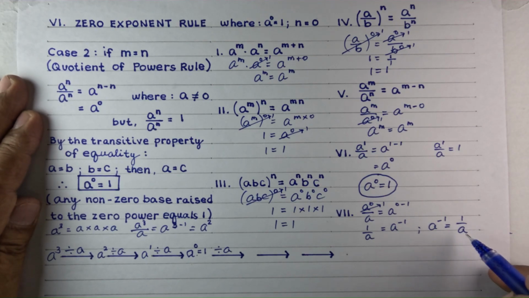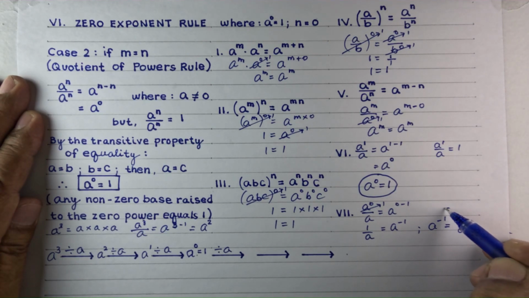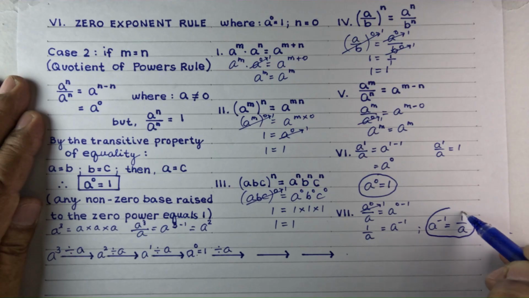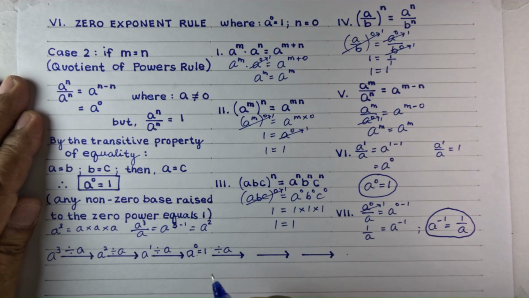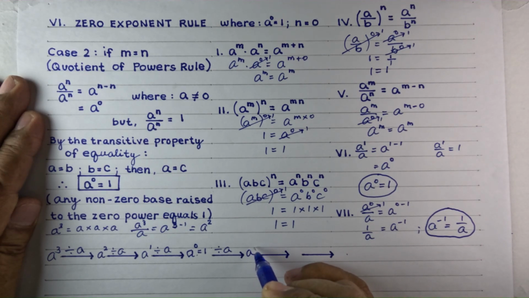So this revealed a new idea that a base raised to a negative exponent is equal to the reciprocal of the base raised to its corresponding positive exponent. So this marked the birth of the negative exponent. So a to the 0 divided by a results in a to the minus 1, or simply 1 over a.